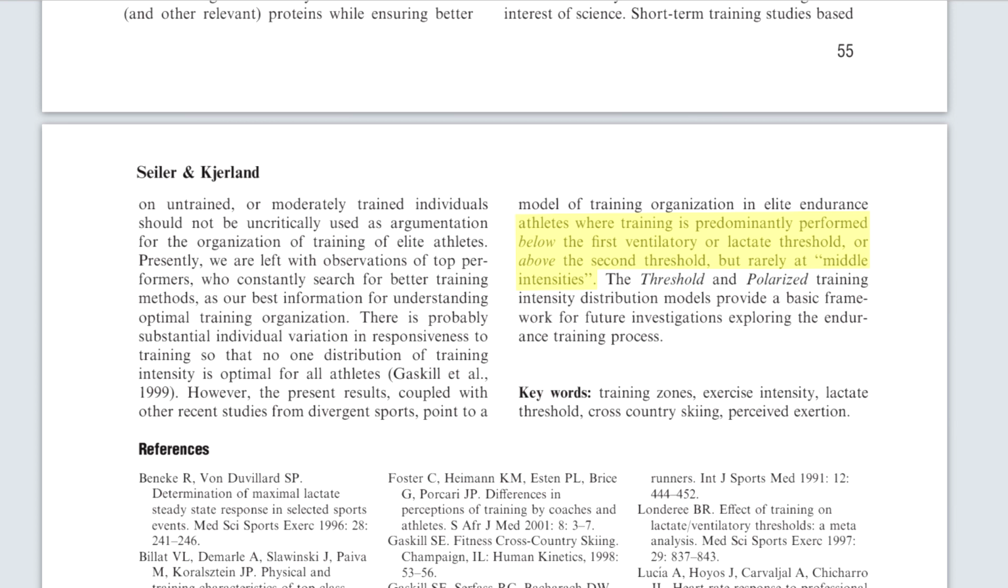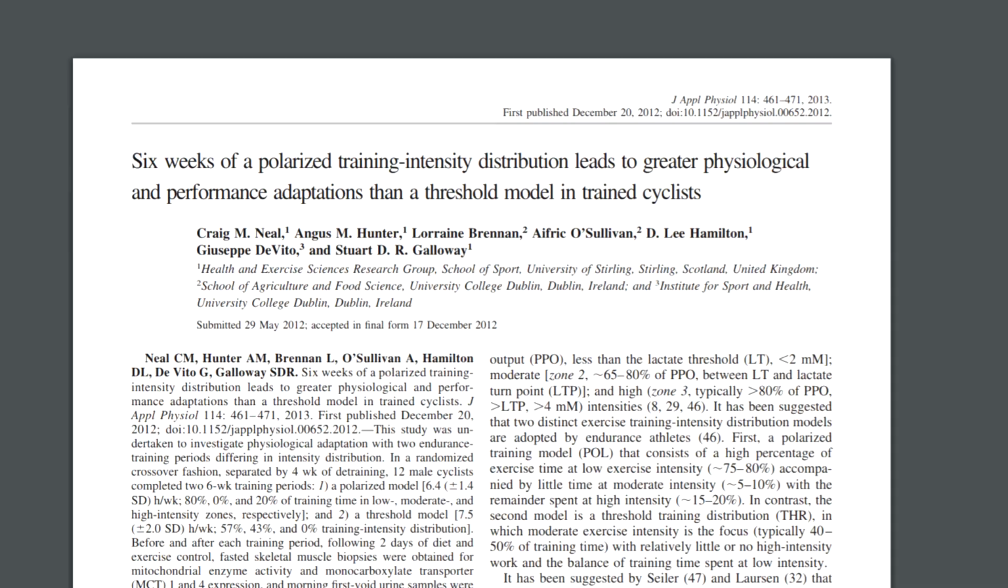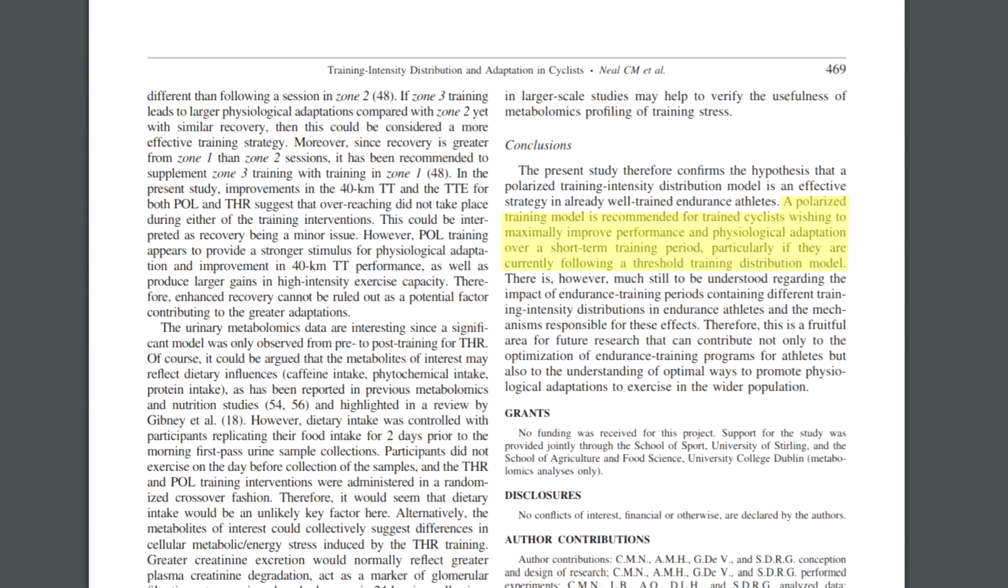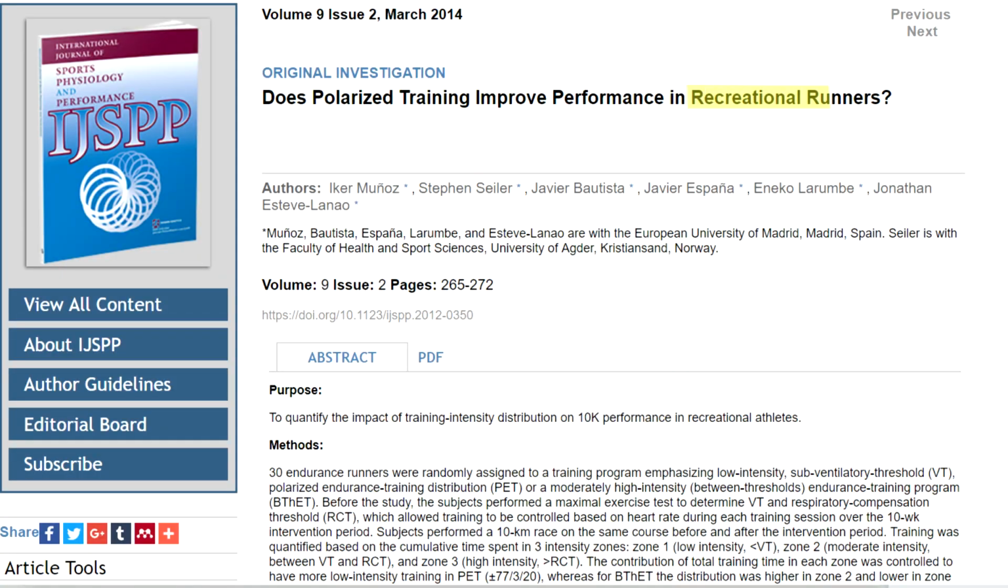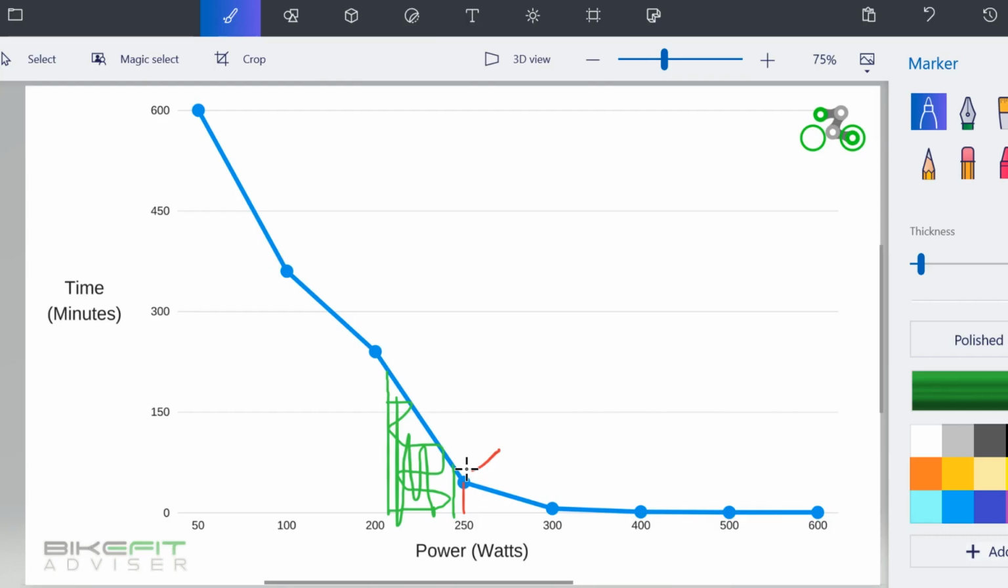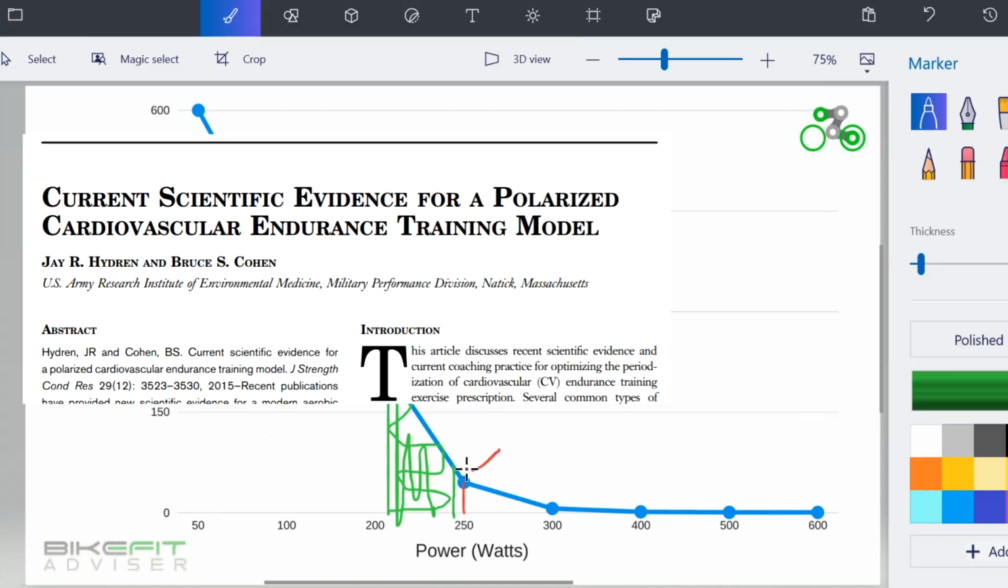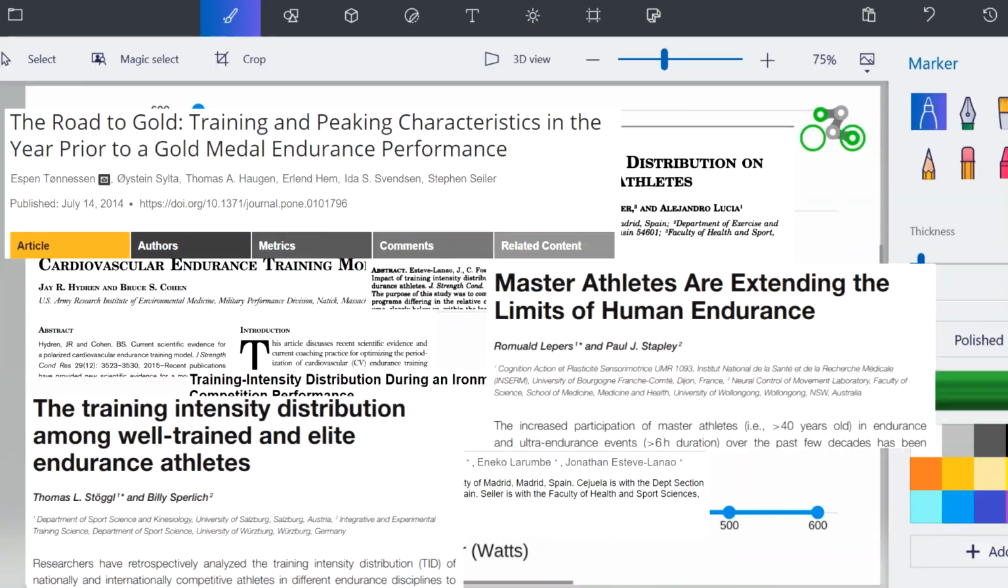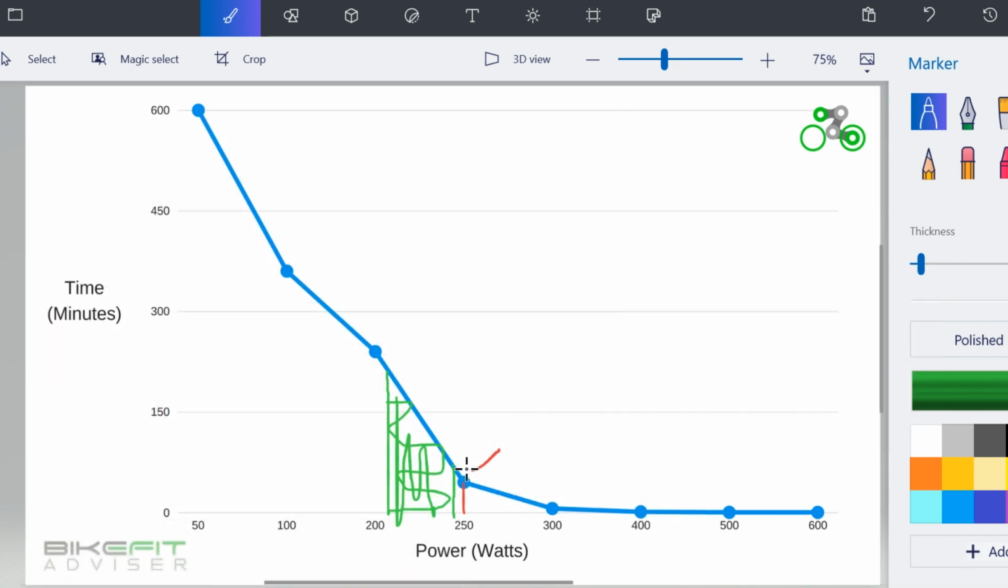Now, not everything that works for professionals and elite athletes is going to work for everyone else, but an article from 2012 shows the polarized training method to be superior to threshold training method for experienced cyclists, and then additional ones show that recreational athletes also show greater improvement on the polarized training method. And this is just the tip of the iceberg. There are dozens, if not hundreds and hundreds of more articles that support this idea that polarized training is going to be more effective at getting you to your fitness goals.